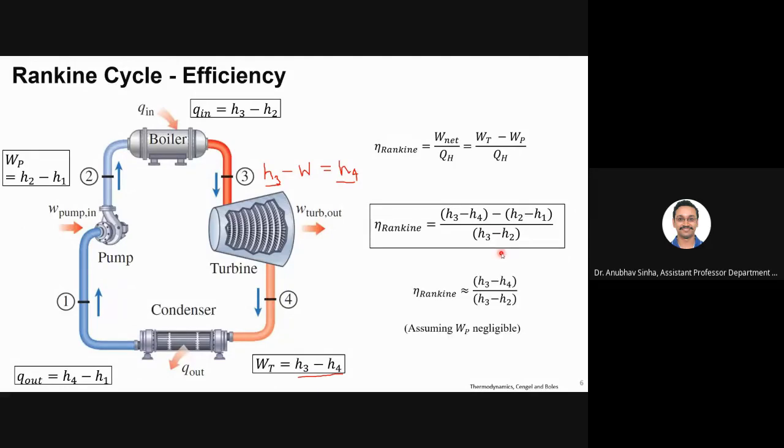So I can approximate, let us say I assume that the pump is doing negligible work, or that H2 and H1 are quite close. So I can neglect this, and I can use this equation to calculate the efficiency of the Rankine cycle. If you have values, you can use the full equation, but if you want just some approximate efficiency, then you can also use this equation.